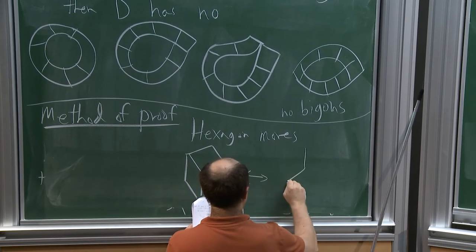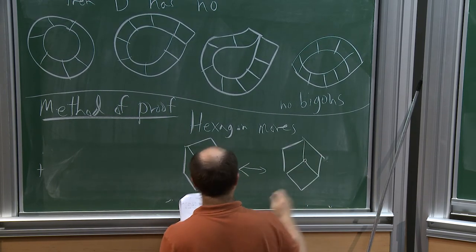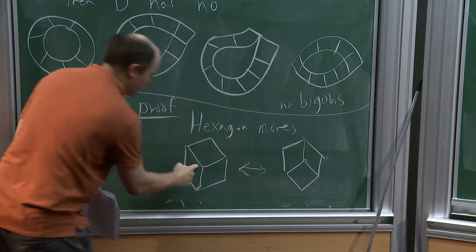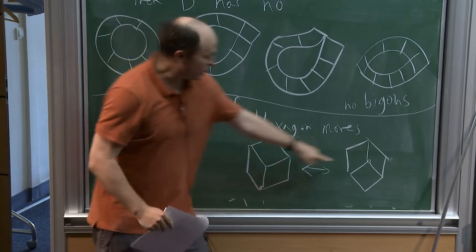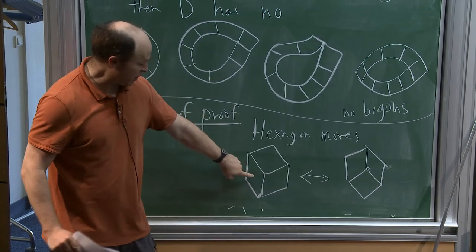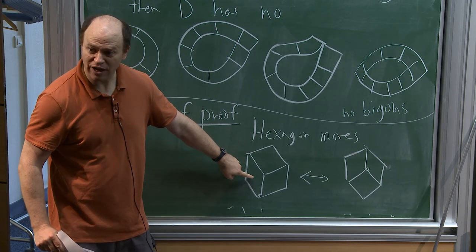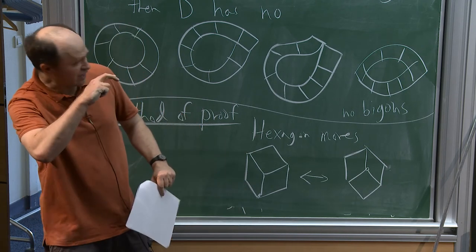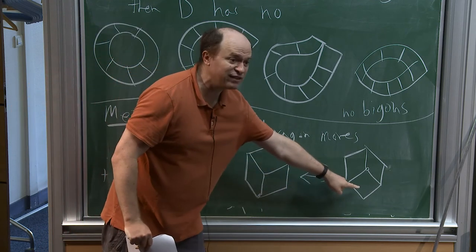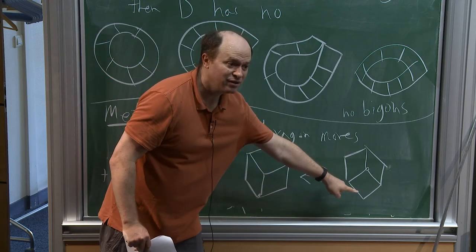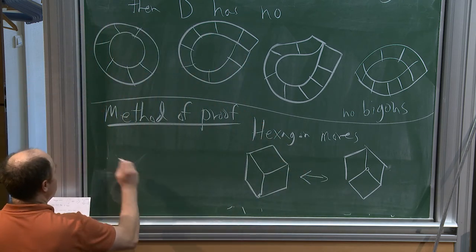So if you ever see either of these configurations inside of your disk diagram, you could swap it and replace it with the other, right? Because if you see one of these, there's actually a 3-cube inside of the cube complex. And you could take that disk diagram and push it across the 3-cube to get a slightly different disk diagram.